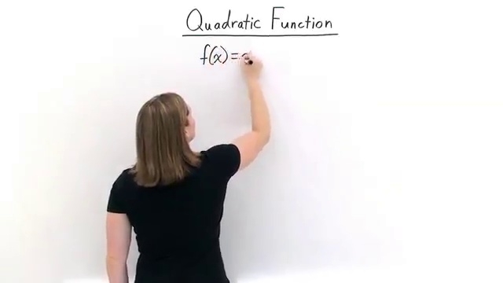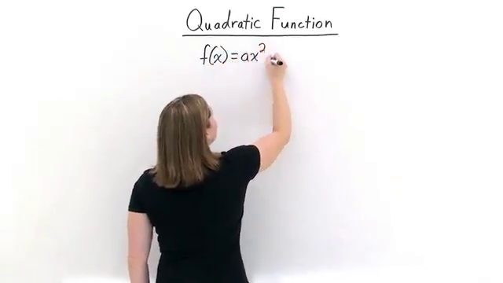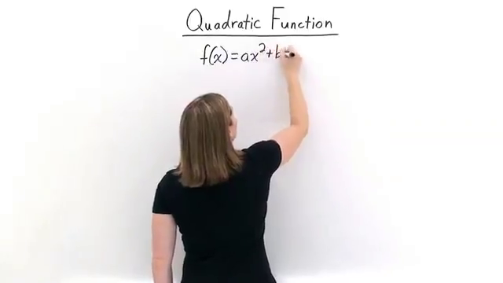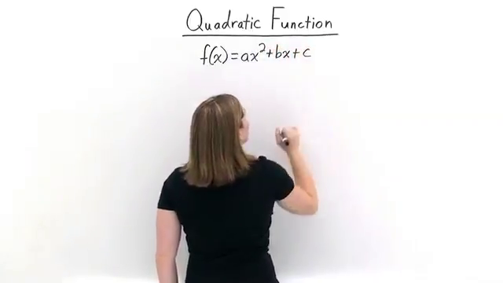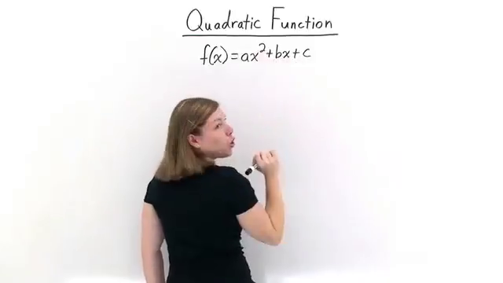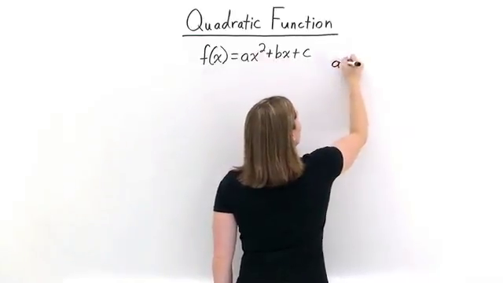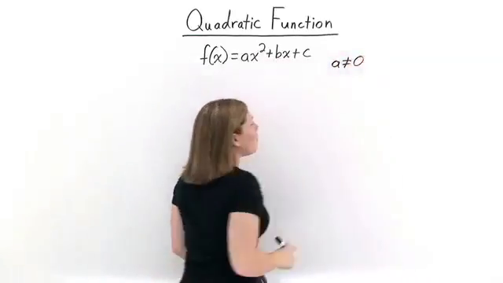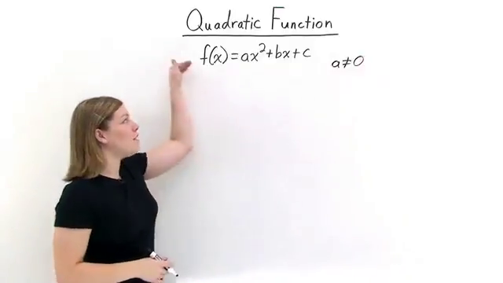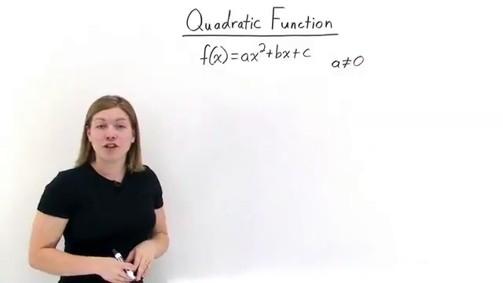A quadratic function is of this form. f(x) equals ax squared plus bx plus c. Here a, b, and c are all real numbers, and a cannot be equal to 0. If you get a function of this form, you have a quadratic function.